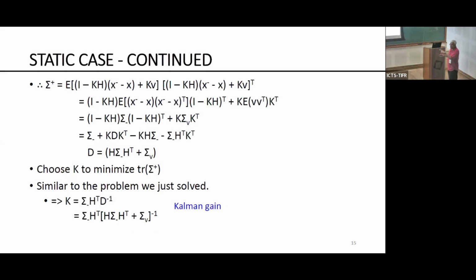So if I substituted that, I'm going to get an expression for sigma plus. I substituted that, I very patiently multiplied the whole thing. There are too many terms, so what do I do? I'm changing the variable. One of the terms, I'm going to call it d, and d comes in here. Now look at this expression. With d being a transformed variable, sigma plus is equal to sigma minus plus k d k transpose minus k h sigma minus h transpose k.